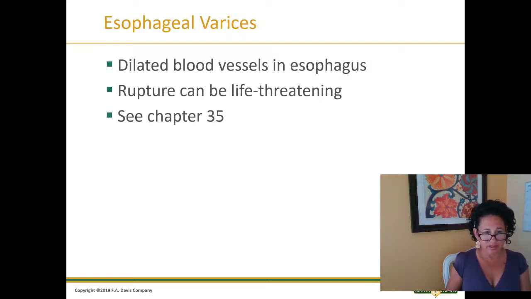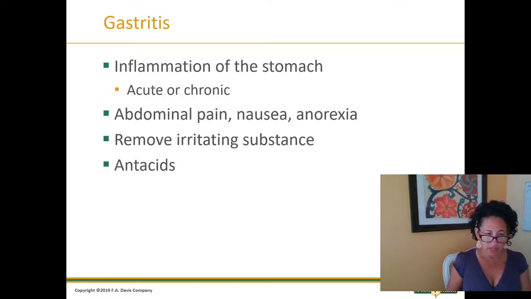Esophageal varices. Okay, this can happen from alcoholism quite commonly. Dilated blood vessels in the esophagus. Ruptures can be life-threatening, yes. See page 35 or chapter 35. So that's going a little bit forward.